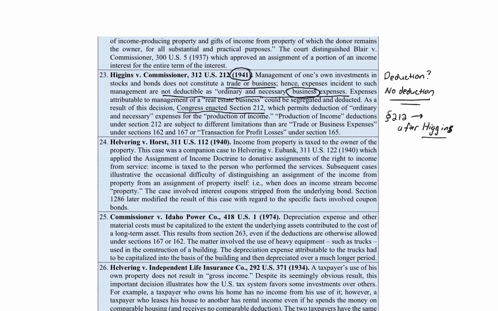Okay, so now we get to Helvering v. Horse. And we've kind of already talked about this case. So, again, this is a who question. Assignment of income. The who question, we break down into property, and we break down into services. So for this case, this is the main case, the central case for property.